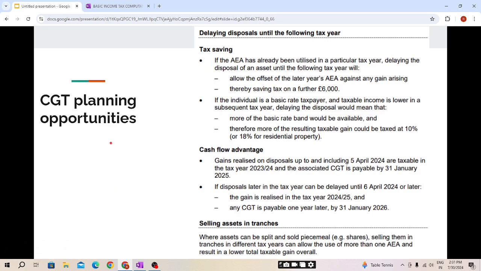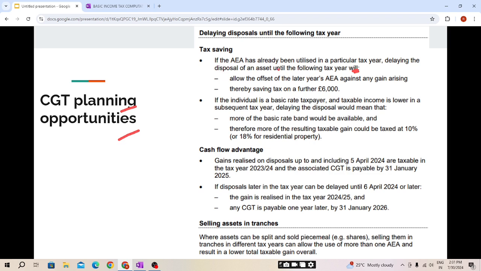Now CGT planning and opportunities. How can we plan the CGT so that we pay less tax? Delaying disposal until the following tax year. Tax saving: if the AEA has already been utilized in a particular tax year, delay the disposal of an asset until the following tax year. Well, students, if we have disposed of an asset in a year and we have already used the AEA, but we are planning to further dispose of an asset, then we need to pay CGT, no? So the better way would be to dispose of the asset in the next year.